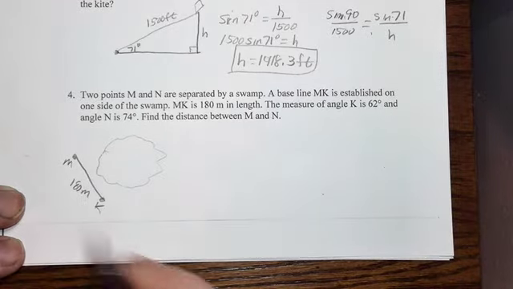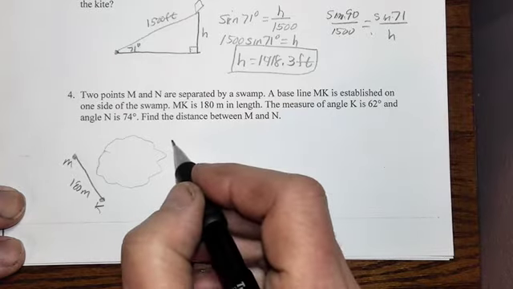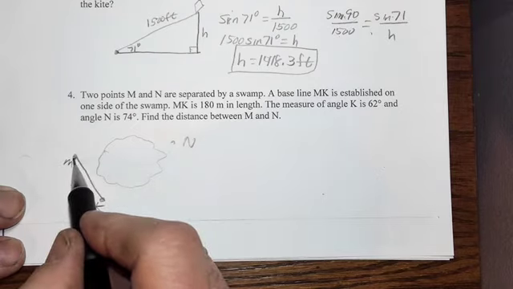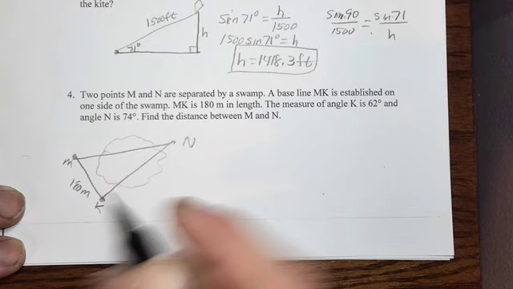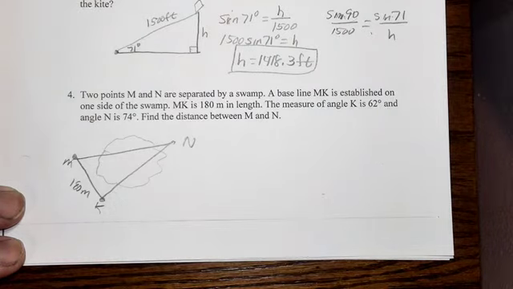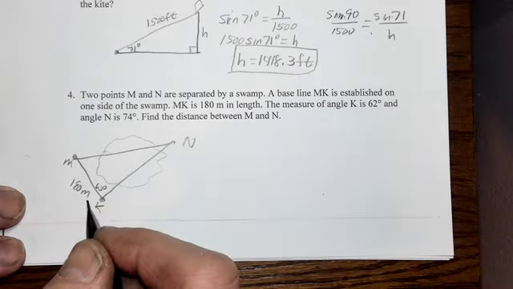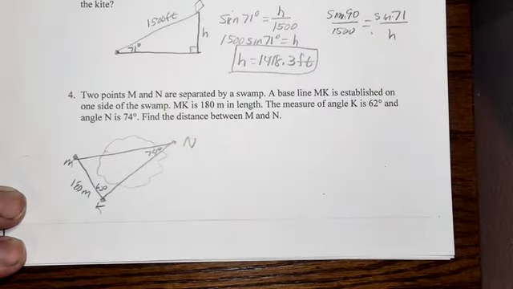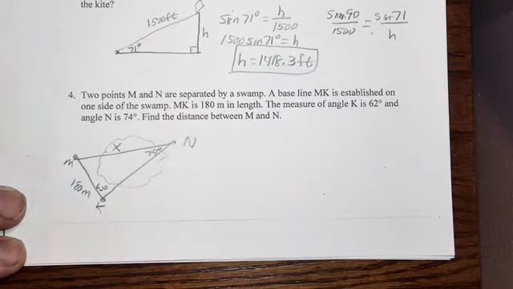180 meters. N is on the other side of the swamp. It says M and N are separated by a swamp. So there creates our triangle. The measure of angle K is 62 degrees. And angle N is 74 degrees. Find the distance between M and N. So that's what we're trying to find.